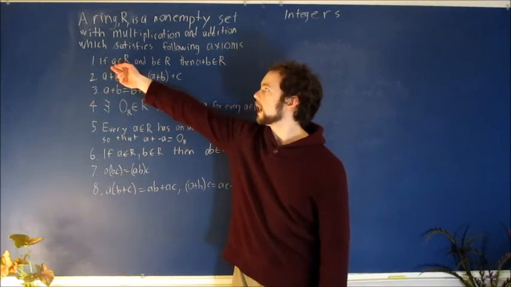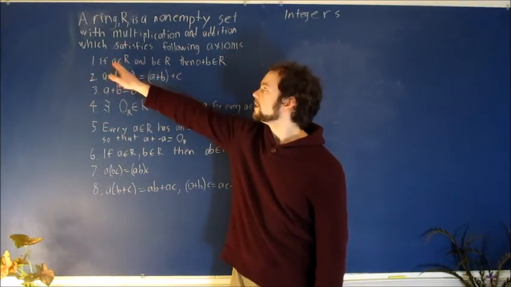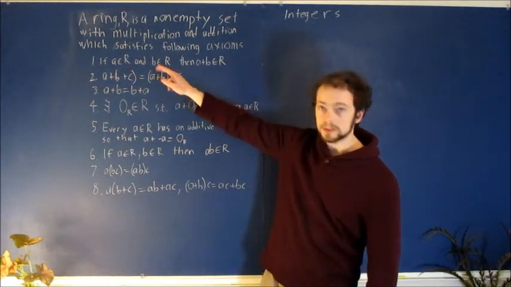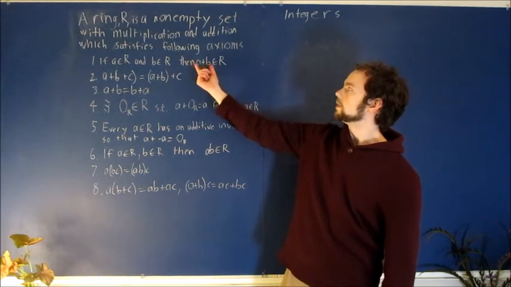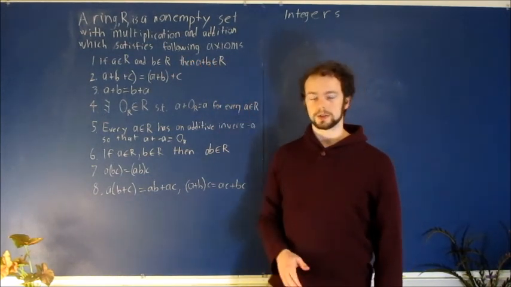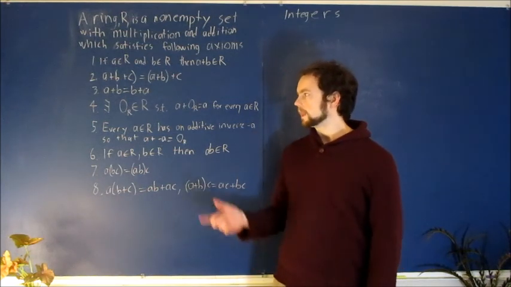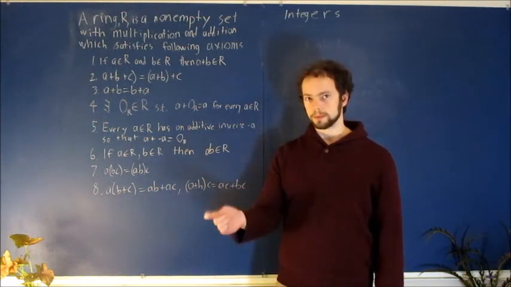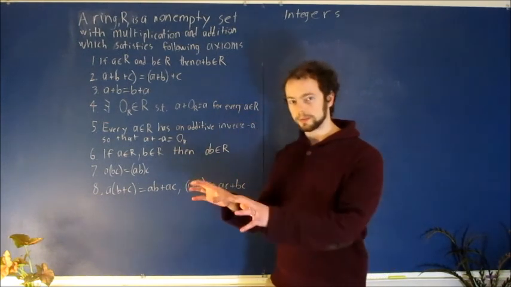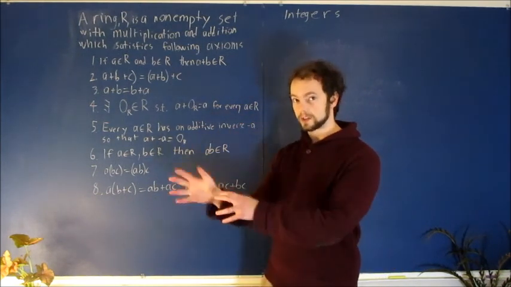This just says if A is an element in the ring, or in R, and B is an element in R, then the sum A plus B must also be in R. Okay, so the idea here is you cannot escape from the ring through addition. You cannot take 2 elements of the ring and add them together and get outside the ring.